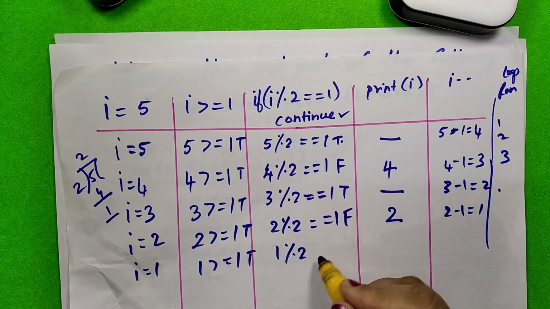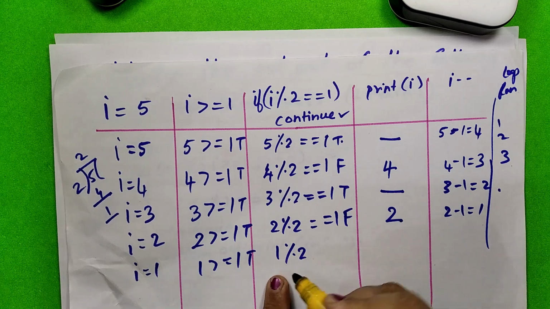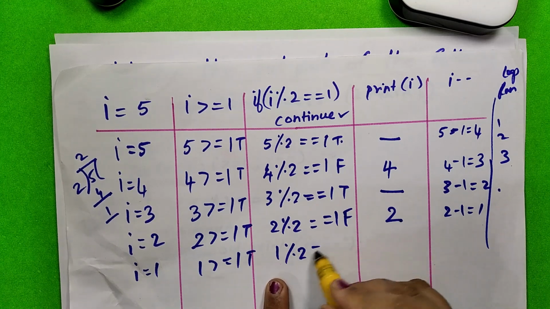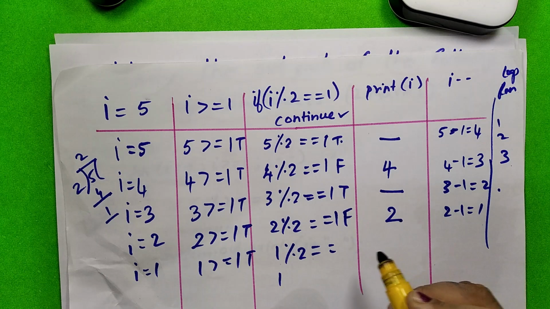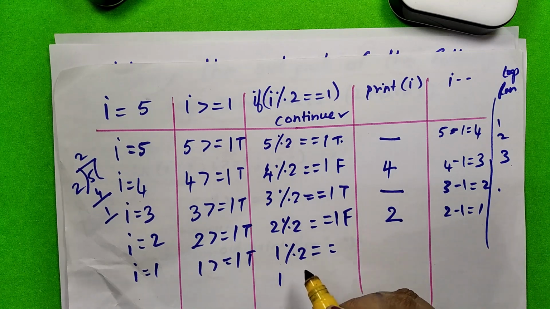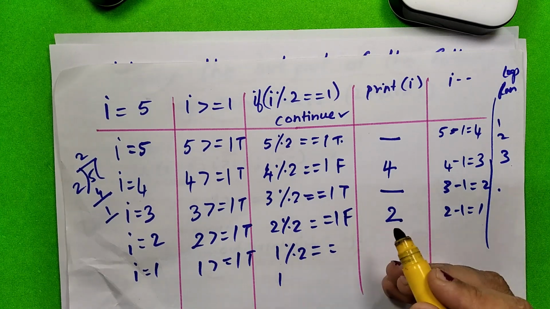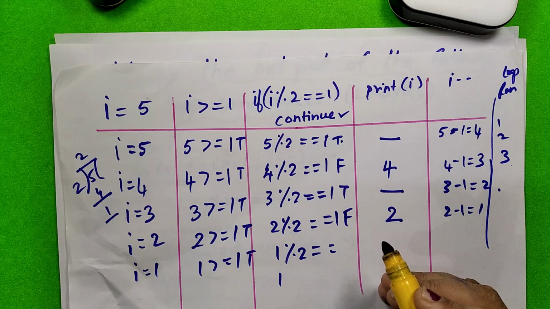So it is 1 modulo 2. See, whenever the dividend is a smaller number, remember that it will be the remainder. If it is 9 modulo 15, 9 is smaller than 15, so 9 will be the remainder.